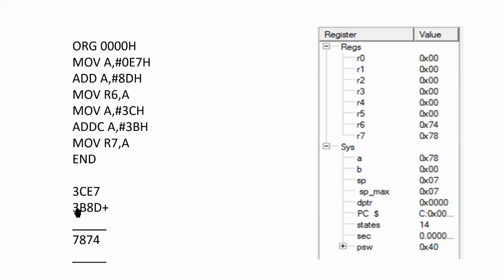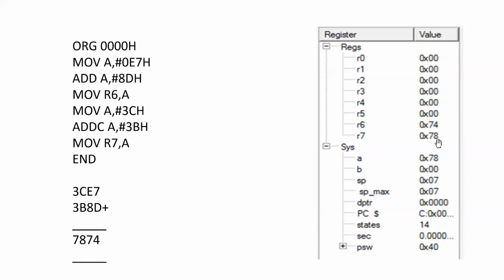So 3C plus 3B and carry is also there. By performing the addition, what is my value? 78. So that 78 should move to R7. You just see I am moving my accumulator value to R7. So R7 value is 78. So the lower order byte 74 will be stored in the R6 register and the higher order byte is stored in the R7 register.